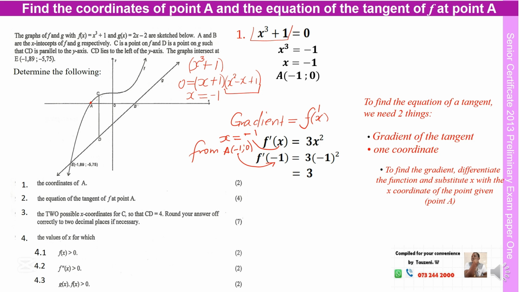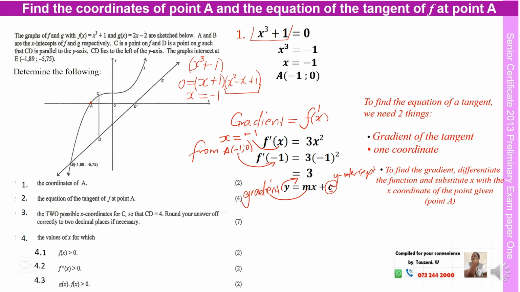Then after calculating the gradient, we can use the general form of the linear equation, y is equal to mx plus c. And we know that in this equation, m is the gradient. And we have already calculated the gradient. Our gradient is equal to 3. So we're going to put 3 in the position of m. Then c is the y-intercept of the function.